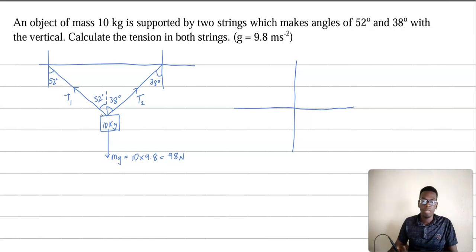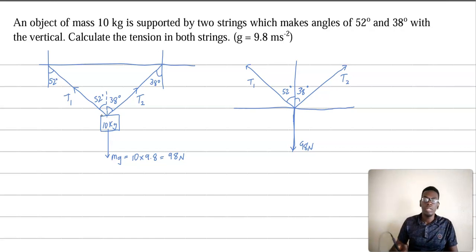So in the free body diagram, I will represent my forces. The first is the weight acting downward, and that has a magnitude of 98 Newton. And over here, 38 degrees to the vertical, we have the vector T2. And on the other end, at 52 degrees, I have my vector T1.